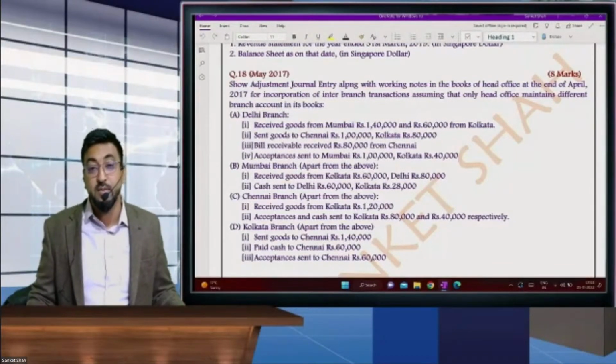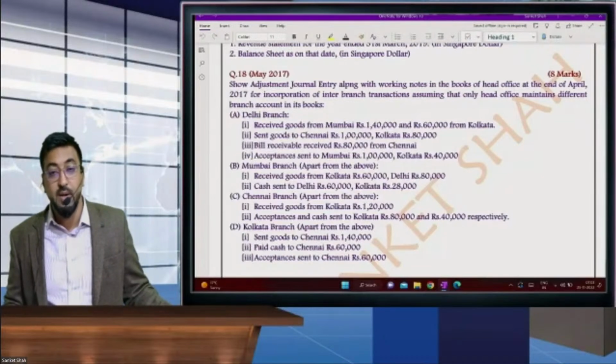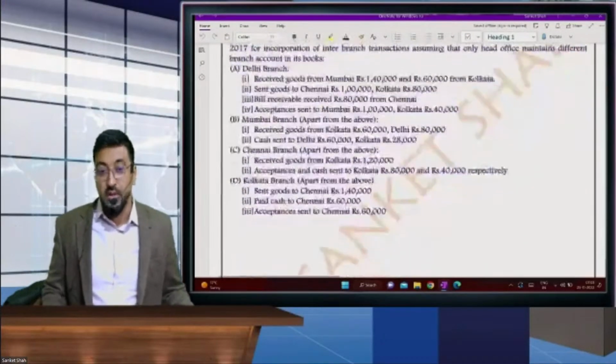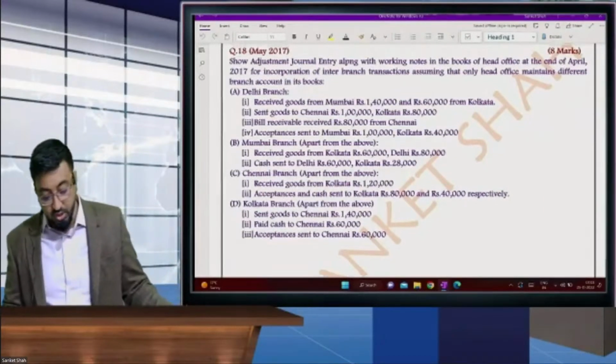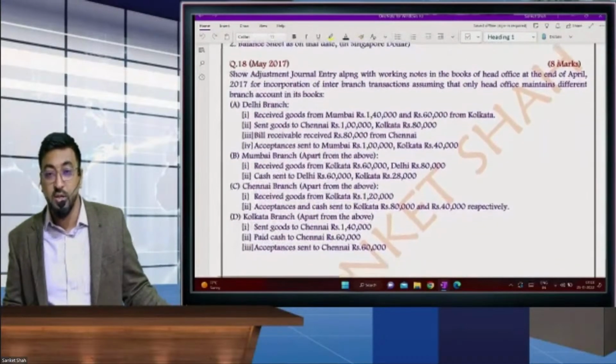After that you have foreign branch. In foreign branch, it is divided in two parts, integral and non-integral. Integral means the dependent branch itself, and non-integral operation means the independent branch. Today we are going to see that question also, integral versus non-integral. So let's start with this basic accounts question. Question 18 is the last question, May 2017.